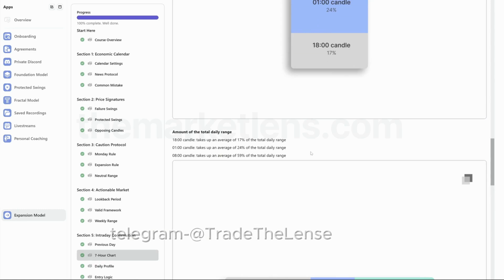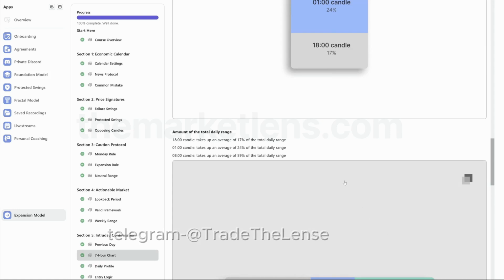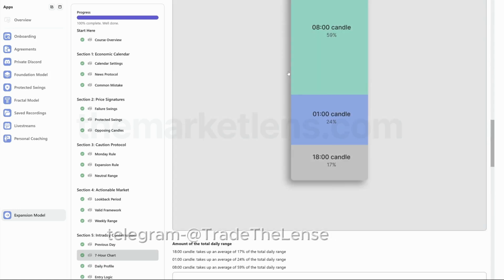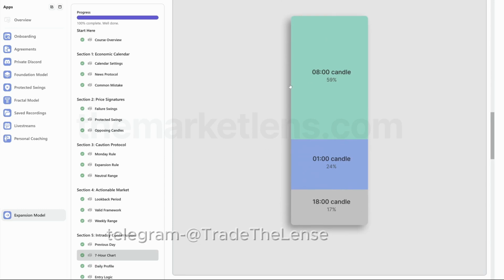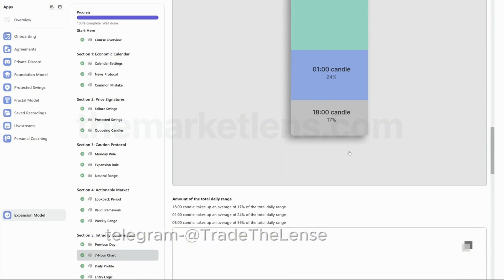The next one is the amount of the total daily range. The 18 candle takes up 17%, so that's lower volatility. This kind of correlates to that first image, 17% of the total daily range. The 1 o'clock candle takes up 24%, and the 8 o'clock candle, at almost triple that, 59%, or about 60% of the total daily range. And you can see that distribution here if you were to envision a daily candle. Generally speaking, give or take, this is what you would expect from those 3 candles.